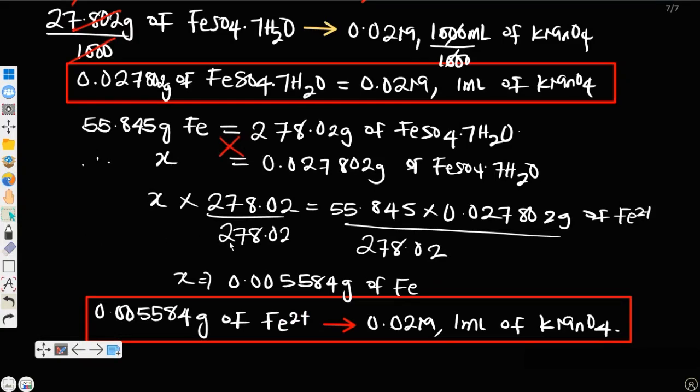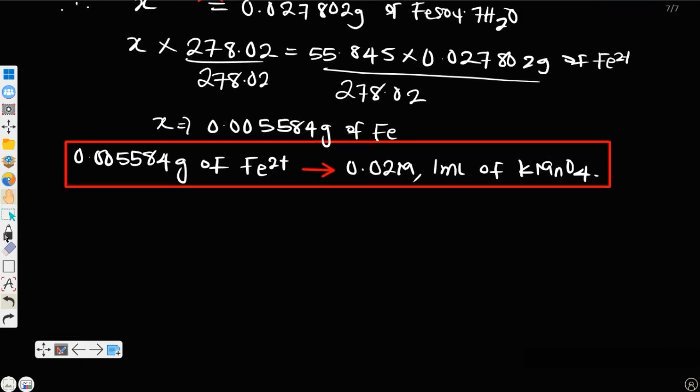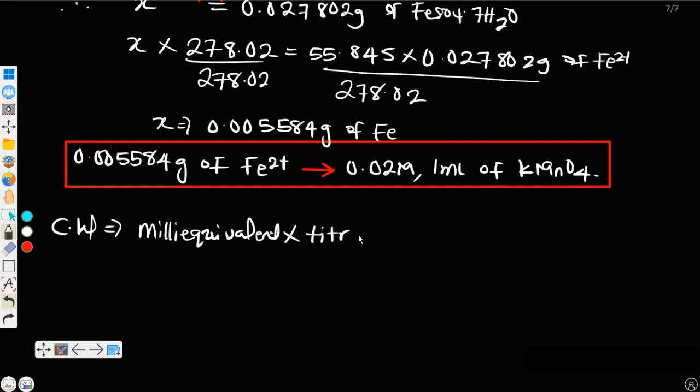So you come here and now say, listen, our calculated weight for iron sulfate would be equal to what? Our milli equivalent, normal way we used to do it, times what? Titer value times what? The factor.